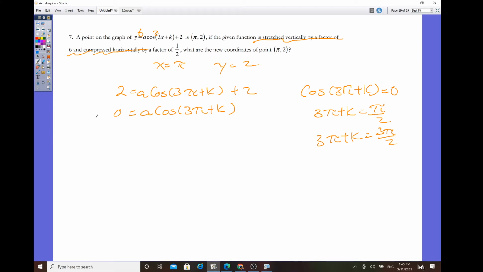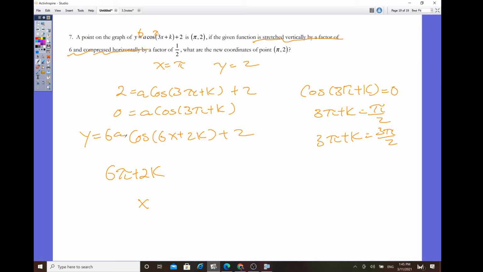Okay, so what we found is y equals 6a cosine of, for the 2, you want to distribute, so that would be 6x plus 2k, and then plus 2. So for the new value of pi, that would be 6 pi plus 2k. So 6 pi plus 2k is the new x coordinate. Again, we don't know what k is.